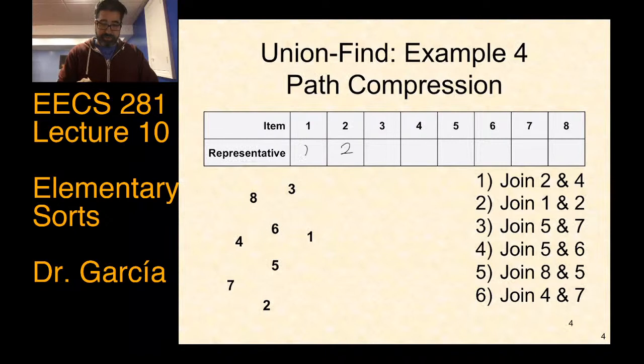All right. So start again. Basically, everything is set to its own representative. Join of 2 and 4, that means this gets changed to 2. Join of 1 and 2 means that this gets changed to 1. Join of 5 and 7 means that this gets changed to 5. 5 and 6 means this gets changed to 5 as well. 8 and 5 means that this gets changed to 8.